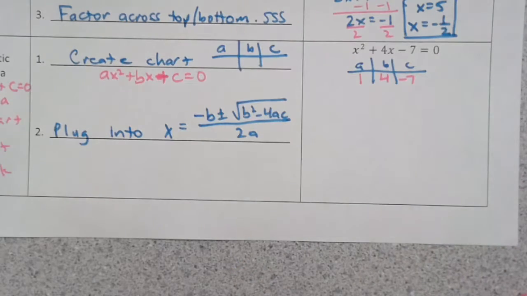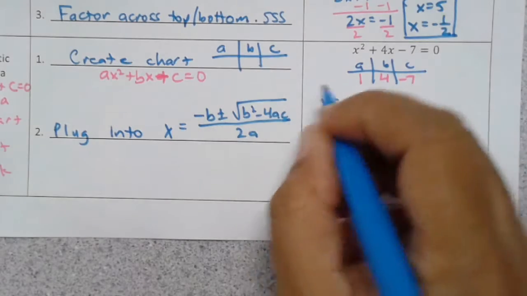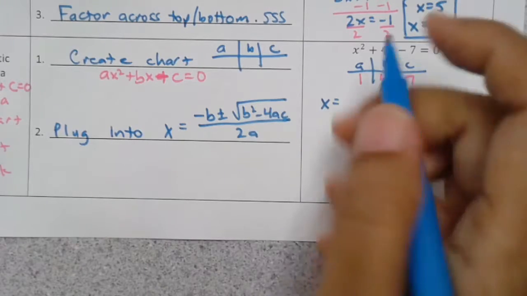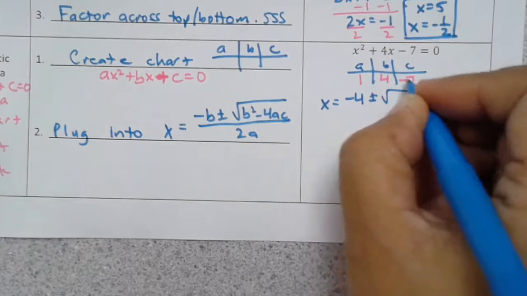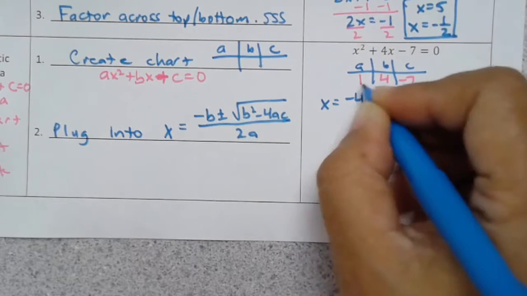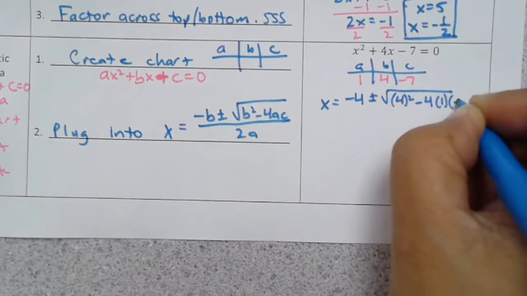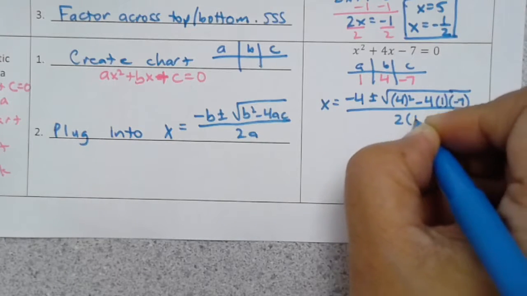All right, let's plug it into the formula. So the formula is this. We're going to plug that in. So it says negative b, so that's opposite of 4, negative 4, plus or minus the square root of b squared, b is 4, minus 4 times a, which is 1, times c, which is negative 7. This is all divided by 2 times a, which is 1.